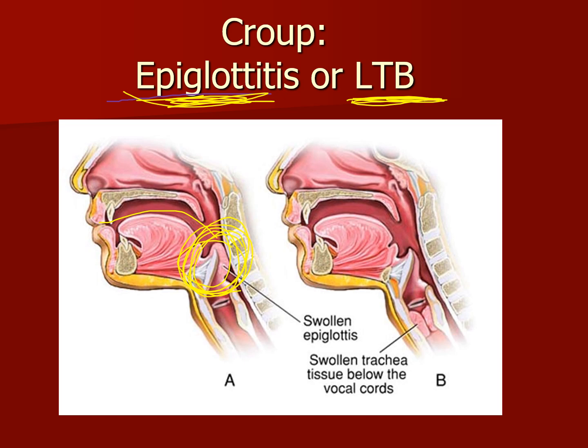Over here with LTB, or laryngotracheobronchitis, right? This is caused by a virus. So epiglottitis is caused by a bacteria. LTB is caused by a virus. And then it's usually parainfluenza that causes this one, right? It's a lot more common in kids. And notice in this one, it's the swelling below the vocal cords down here. You guys see that? So one's a virus, one's a bacteria, one's above the vocal cords, one's below the vocal cords. They both have a lot of work of breathing associated.